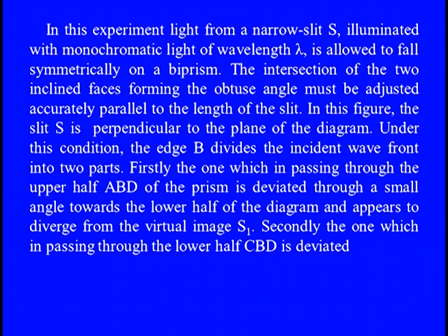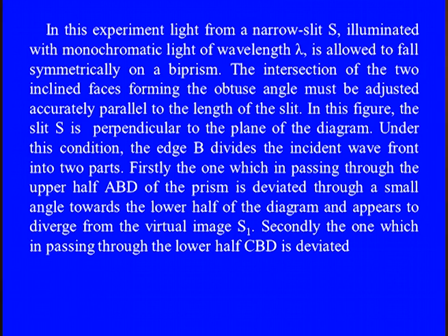In this experiment, light from a narrow slit S illuminated with monochromatic light of wavelength lambda is allowed to fall symmetrically on a biprism. The intersection of two inclined faces forming the obtuse angle must be adjusted accurately parallel to the length of the slit. In this figure, the slit S is perpendicular to the plane of the diagram. Under this condition, the edge B divides the incident wave front into two parts.